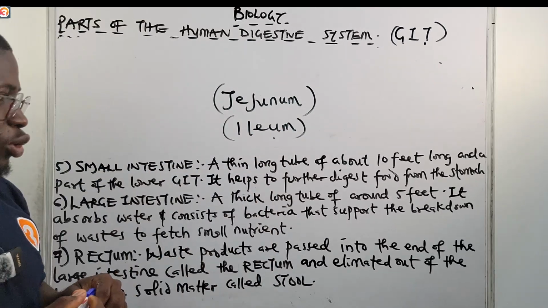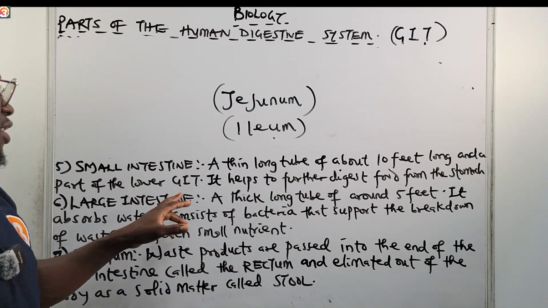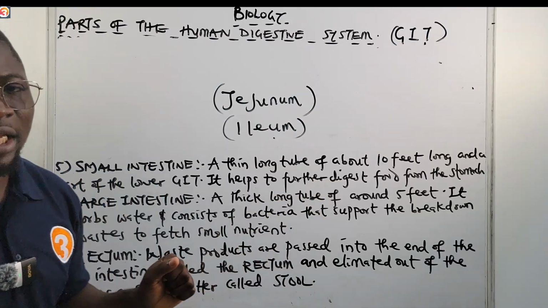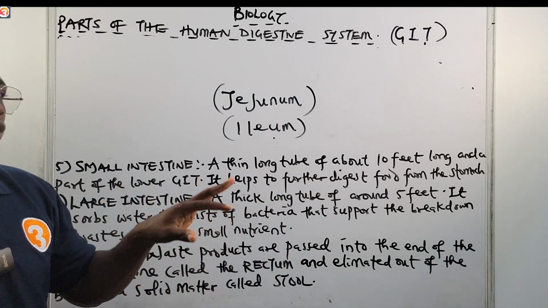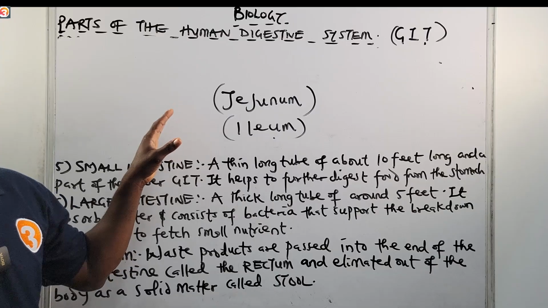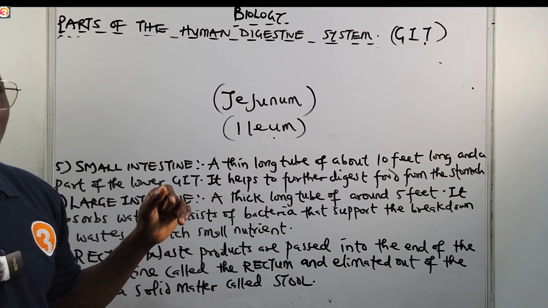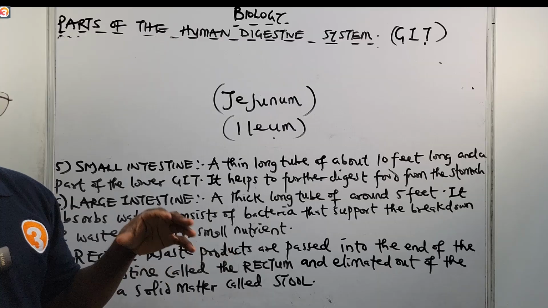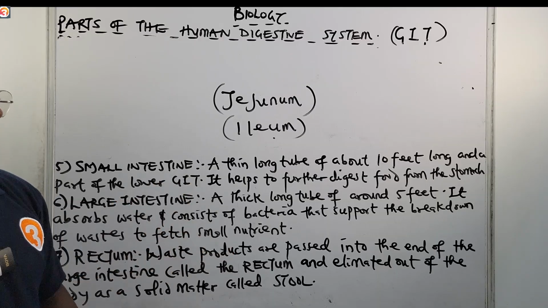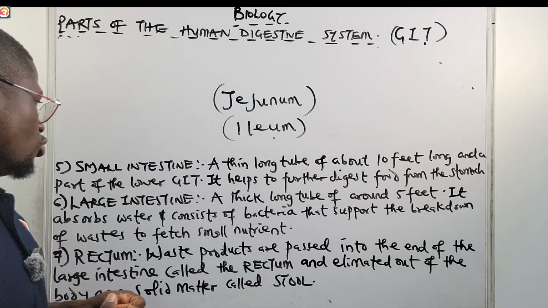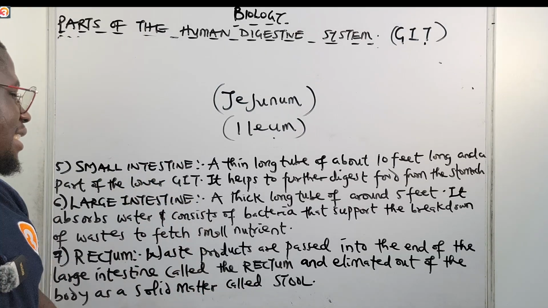And what is the function? The function for the small intestine is that it helps to further digest food from the stomach, and it is where most of the absorption of nutrients takes place. Okay, so it's in the small intestine that absorption of nutrients takes place. Please take note of that. And it helps to further digest the food that has come from the stomach.